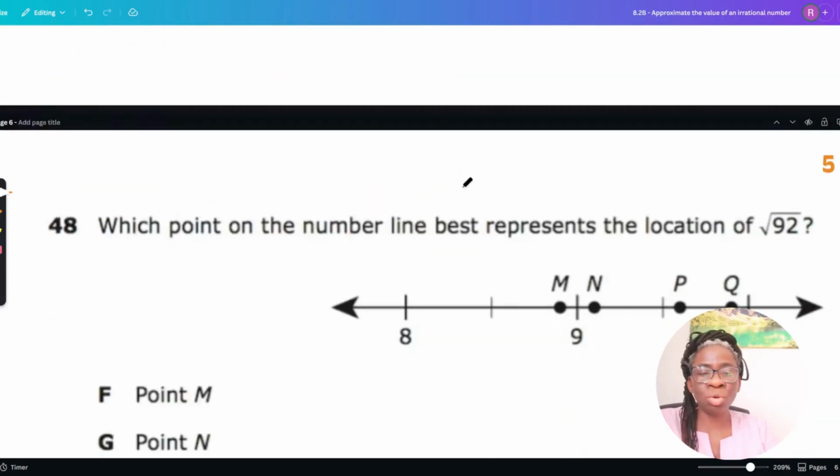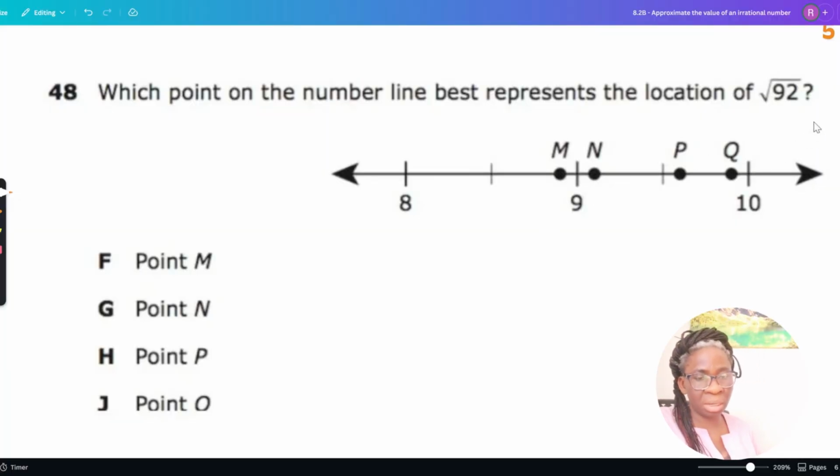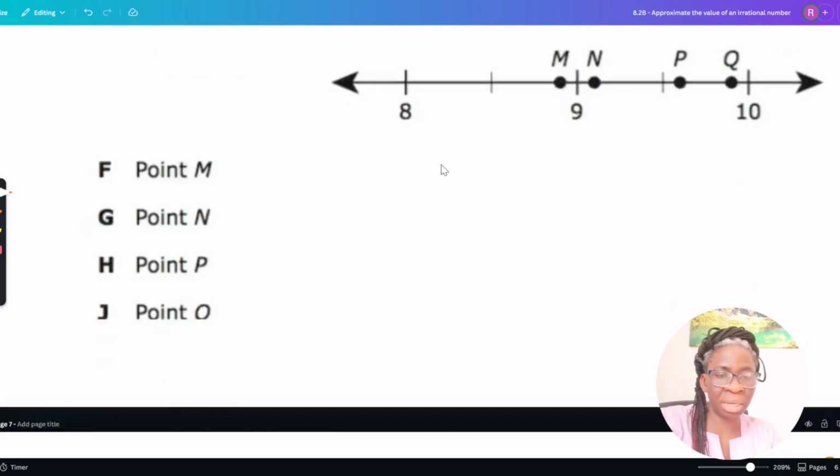So now you will answer this one yourself. Which point on the number line best represents the location of root 92? Find root 92 and determine which point best represents it.